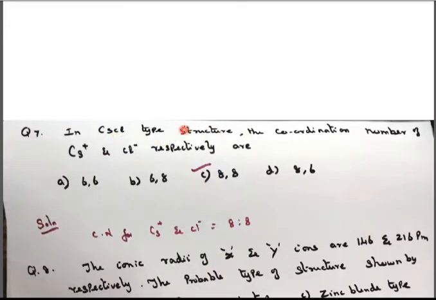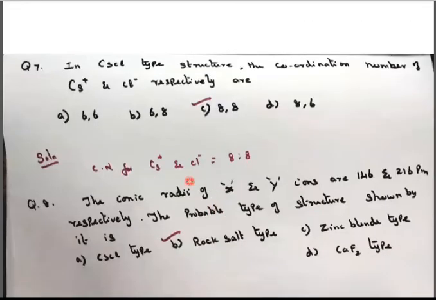In cesium chloride type structure, the coordination numbers of cesium plus and Cl minus respectively are: 6, 6; 6, 8; 8, 8; or 8, 6. So it is actually 8, 8, because cesium chloride is cubic, or body-centered cubic. So it is 8:8 ratio.